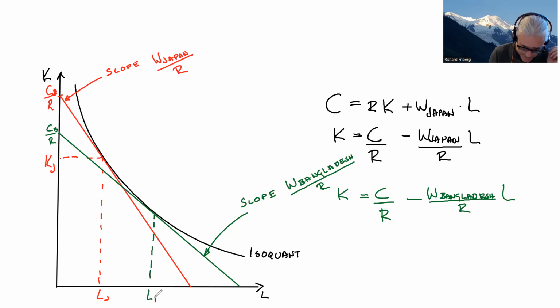So LB and KB. Okay, so the firm facing the same technology, same rental rate of capital, but lower wages in Bangladesh, is going to be choosing to produce another way in Bangladesh than in Japan. Okay, so this is intuitive, but it links and shows how the framework that we've developed can be used to make predictions about the use of inputs.